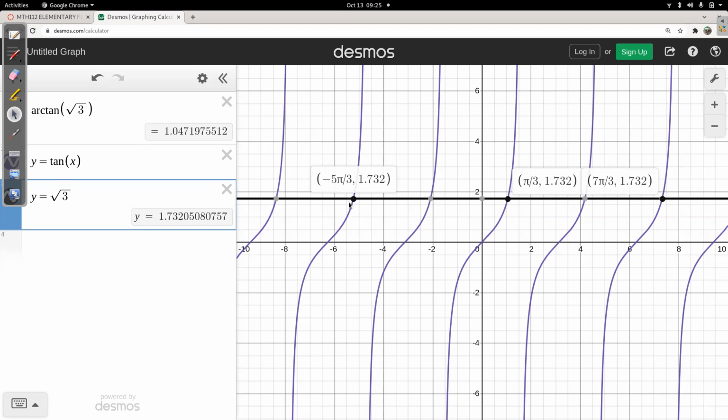So we have a couple of options. We might be asked to look for an answer within a range of values. If we're not, then that means there's infinitely many solutions and we need to find a way to describe them. So let's just do some more examples like this.